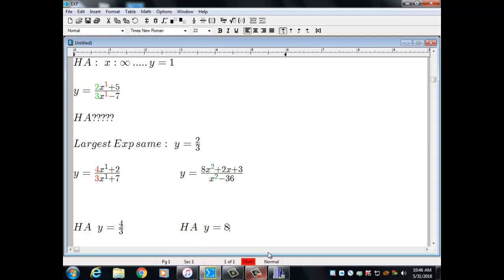Yes. You said she gave you the vertical asymptote. How did she find that? She set the bottom equal to 0. That's going to be another discussion we're going to have.